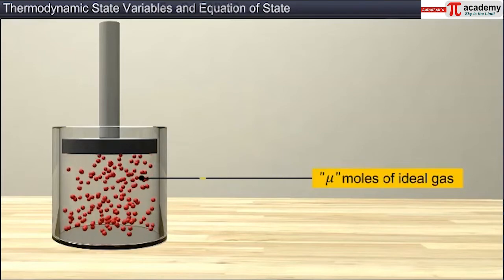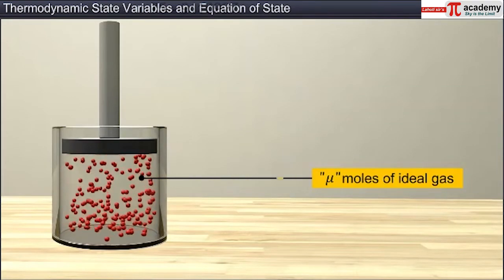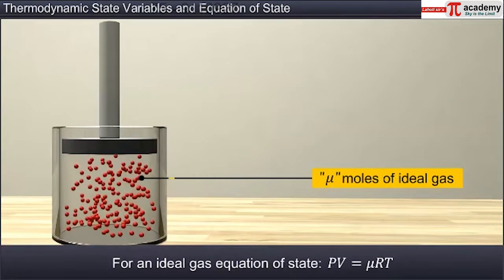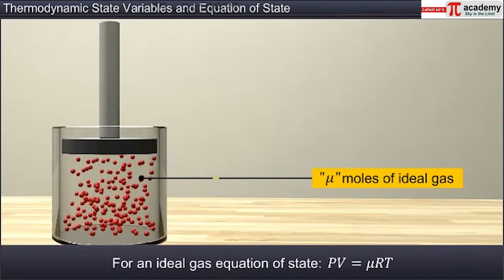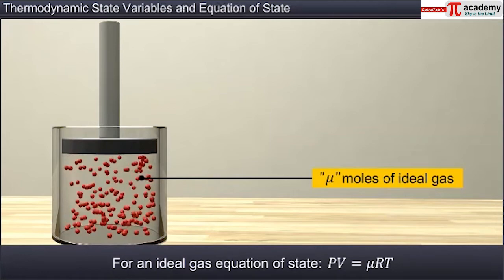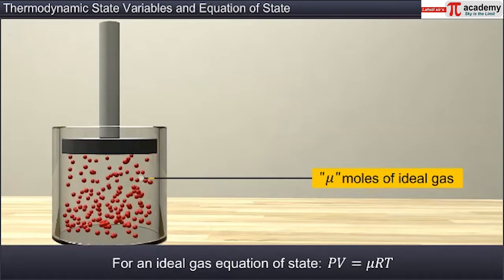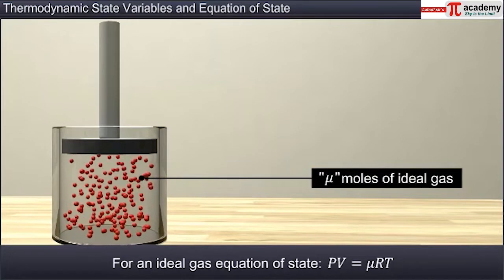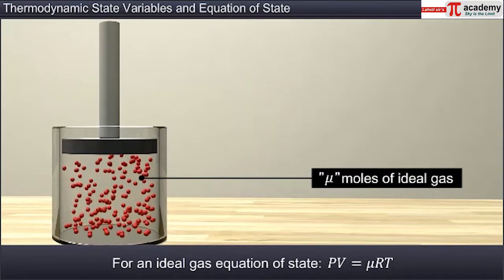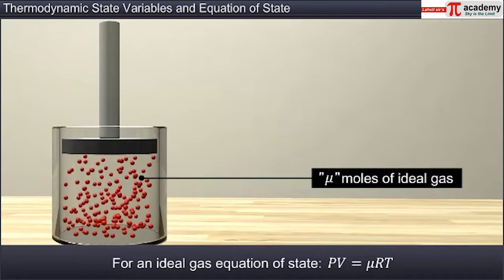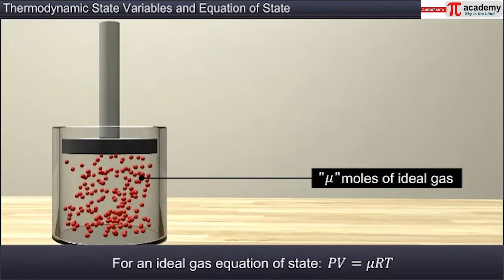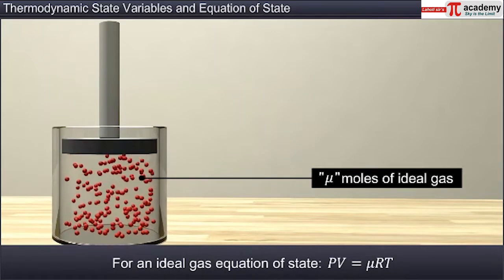For a sample of mu moles of an ideal gas in a container, the ideal gas equation PV = mu RT is the equation of state. From this relation, we can understand that of the three variables, P, V and T, only two are independent, and the third one depends on these independent variables.